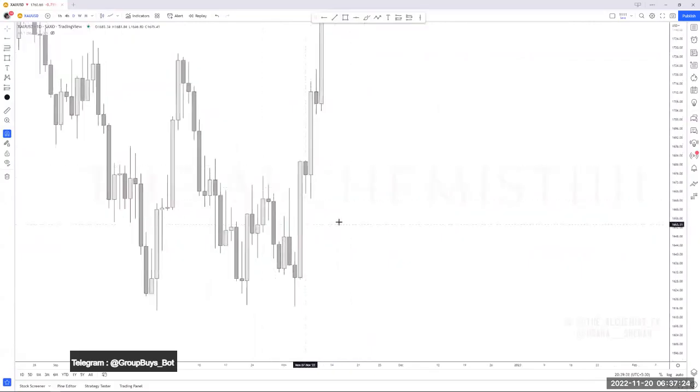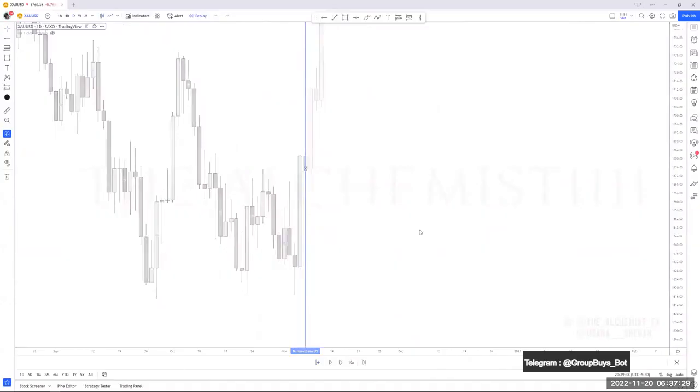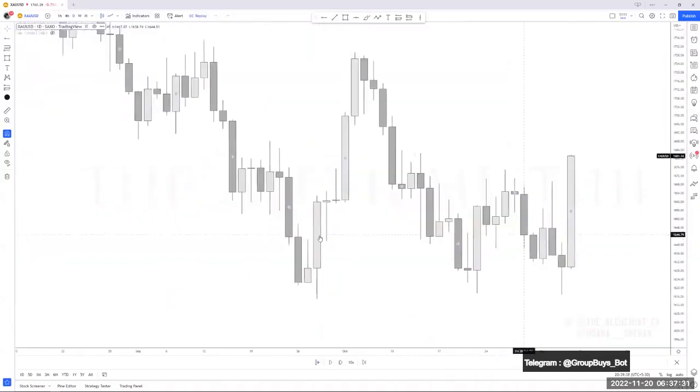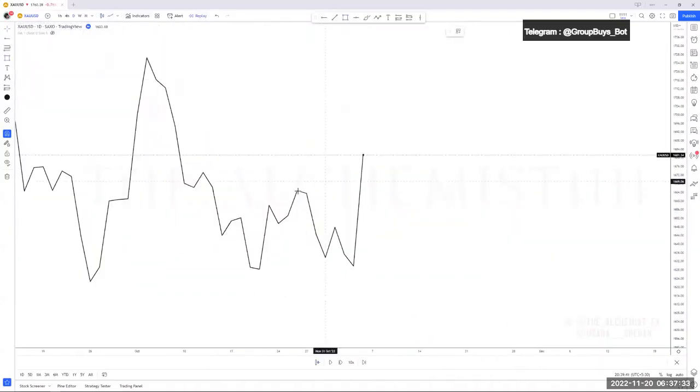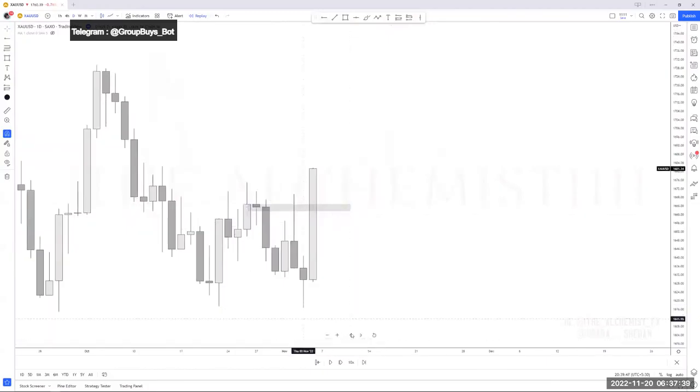And I told you, a resistance broken turns into support, right? So if I put the replay tool somewhere around here, what is this? This is a resistance, right? Now it is broken. So now we can expect it to act as a support.